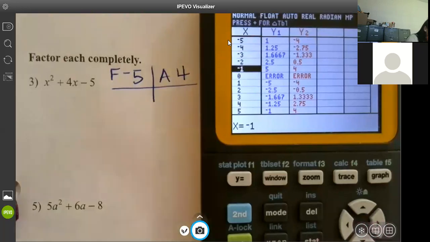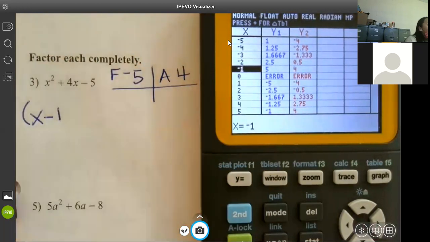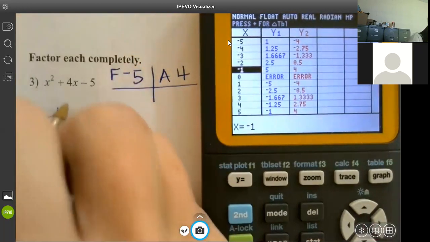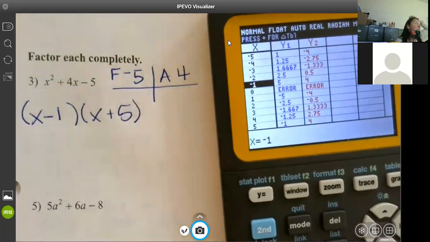What are your two numbers? So we're going to do the variable, which is x and -1. And then x and a +5. That's it. That's simple, guys.